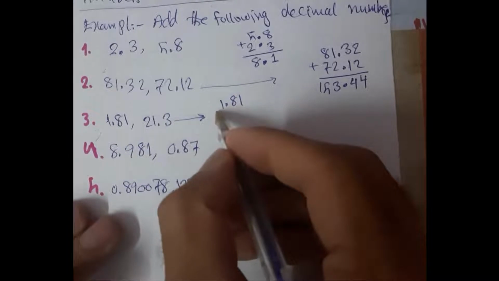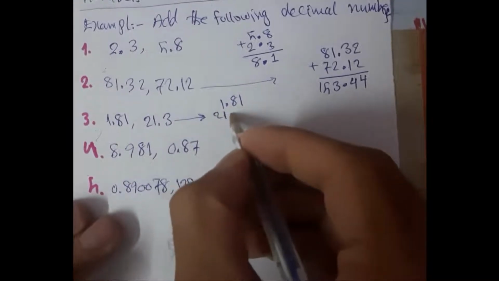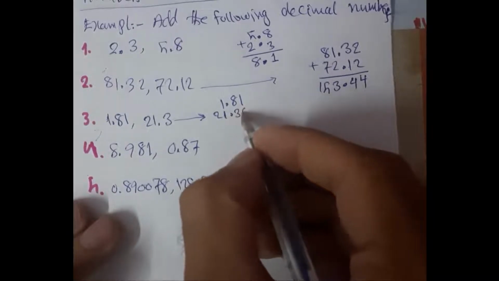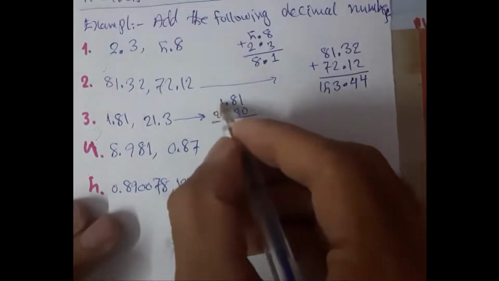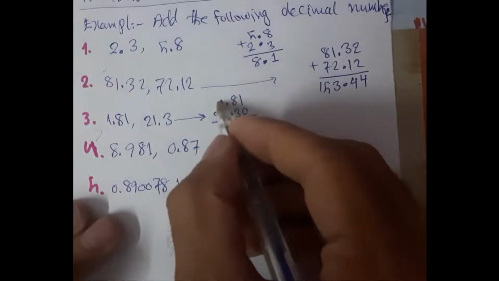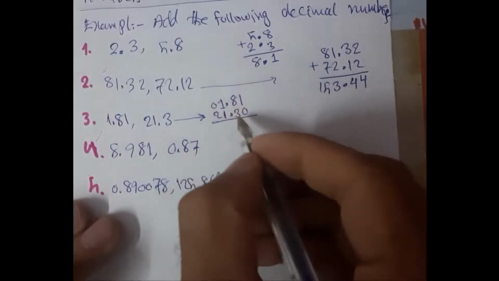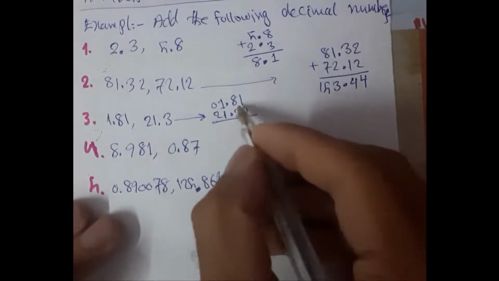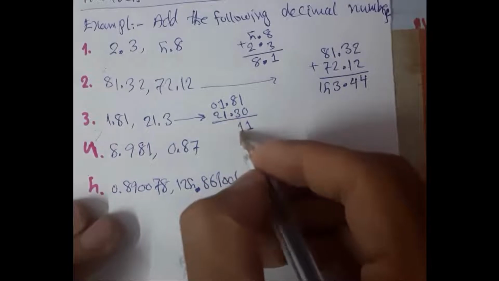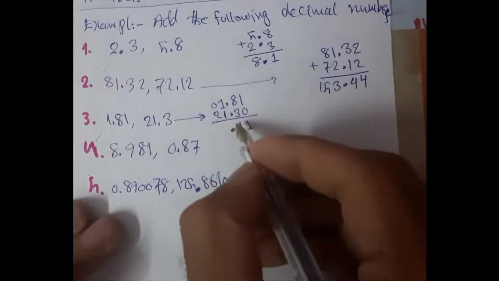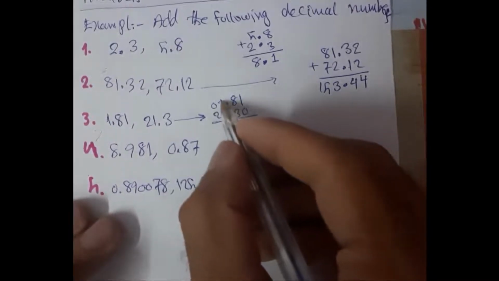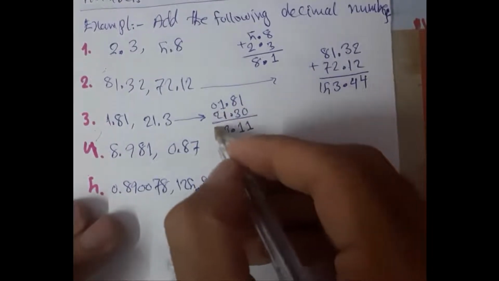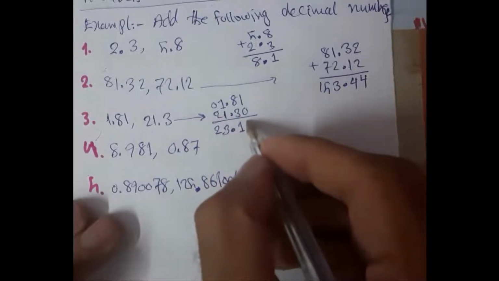Next number, 1.81 and 21.3. Here we don't have anything under 1, we can put 0. Here also on the left side of 1 we don't have any number, we can put 0. 1 plus 1, 1 plus 0, 1. 8 plus 3, 11. We have 1. We write decimal point. 1 plus 1, 2. 2 plus 1, 3. 0 plus 2, 2. 23.11 is the answer.